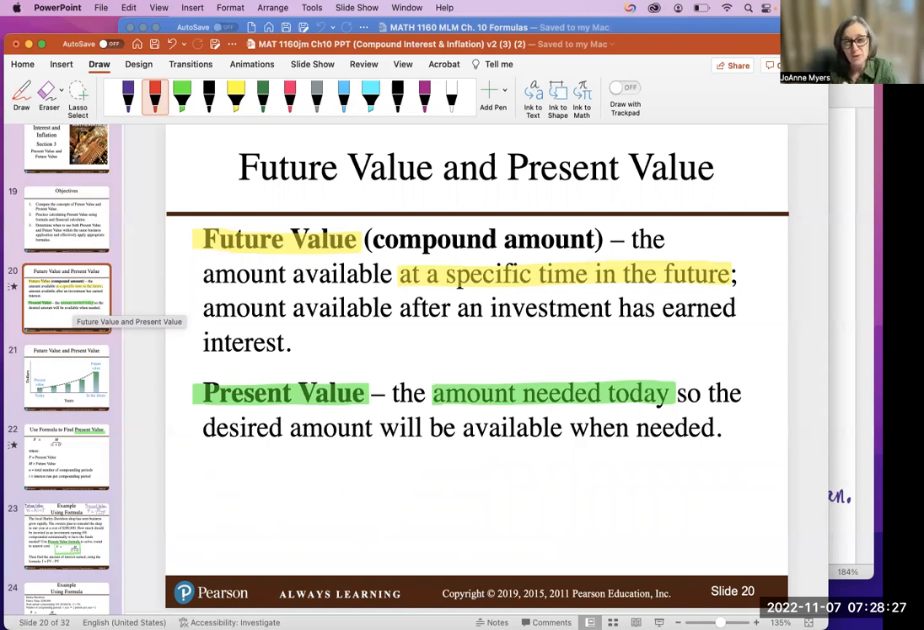The present value says, if I want to have $10,000 in 3 years, what is the present value that I need to put into my account right now? What do I need today so that in 3 years I have $10,000 saved up? That's what the present value is asking. It's not what does my bank account look like now? It's what do I need my bank account to look like now? Or what amount do I need? What is the present value I need now so that I can have X amount in the future?